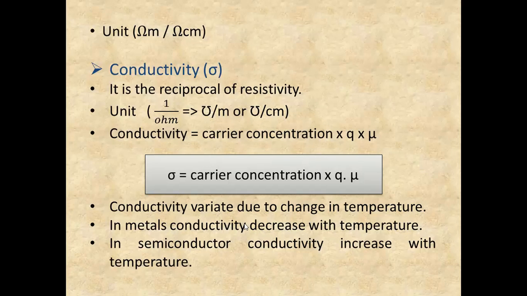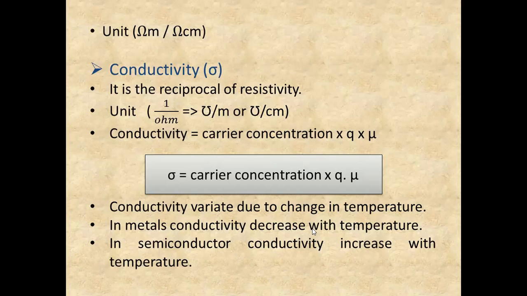In metals, why does conductivity decrease with temperature? In metals, if we increase the temperature, the concentration of electrons decreases, and when the concentration of electrons decreases, the conductivity will surely decrease. There are not many electrons to move through, so how will the conductivity increase? So I conclude that if you increase the temperature, the carrier concentration of electrons decreases, and that makes the conductivity decrease.